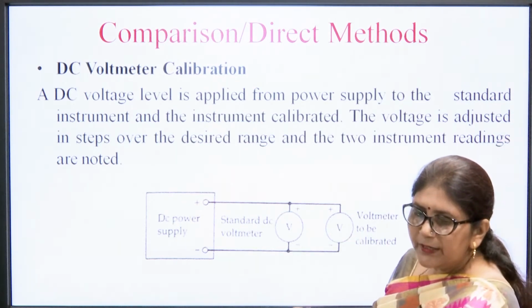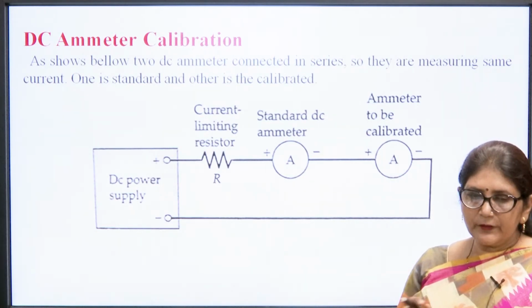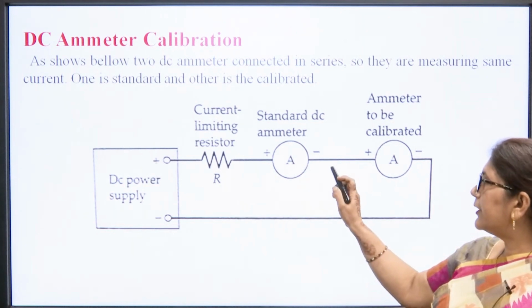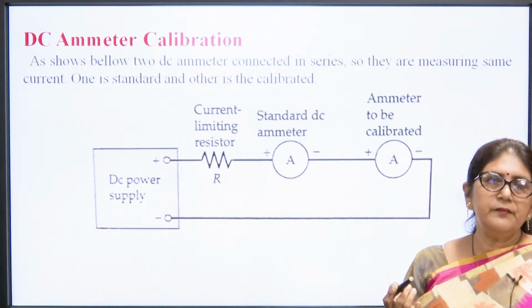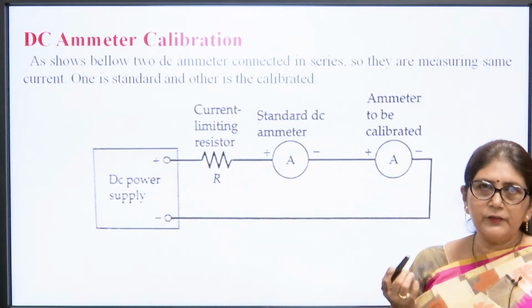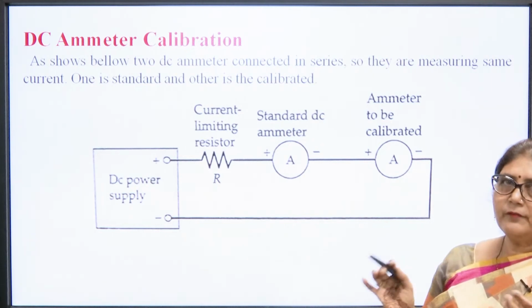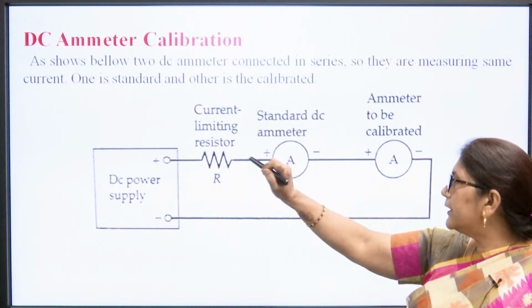Similarly, if we want to calibrate our ammeter, we will again put it in series, because the ammeter is always connected in series in the circuit in which we want to measure the current. There is one current limiting resistance, so if the current value is more, then it will be limited by the current limiting resistor.